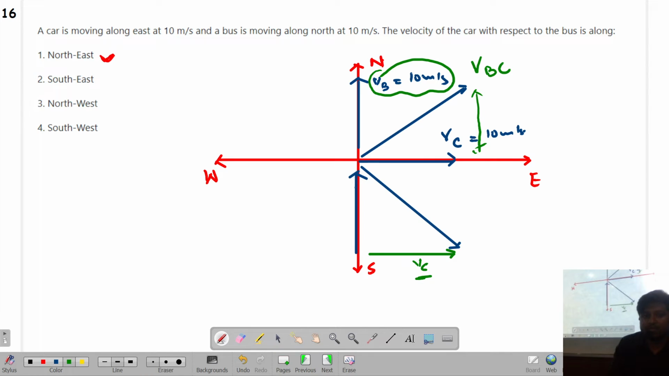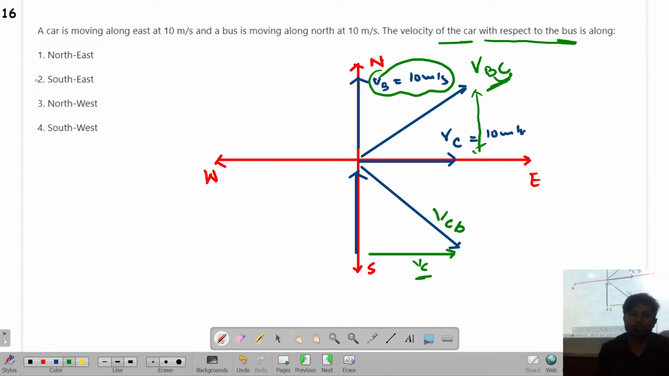So here bus is moving upwards. So this resultant is showing velocity of car with respect to bus. So therefore these are the meaning of resultant. One, this is showing velocity of bus with respect to car. This is showing velocity of car with respect to bus. So what it is asking, find the velocity of car with respect to bus. In which direction it should act? It should act in the southeast direction rather than northeast direction.